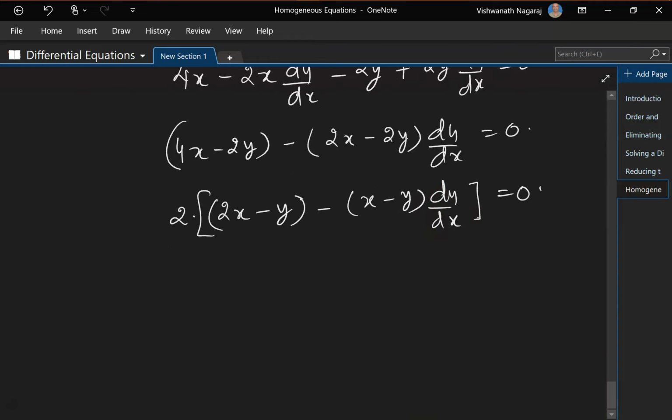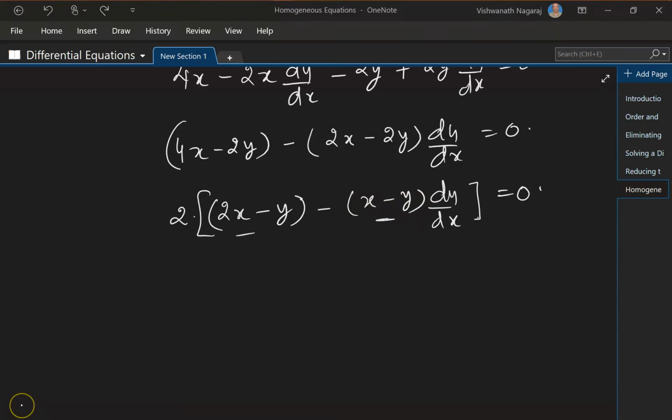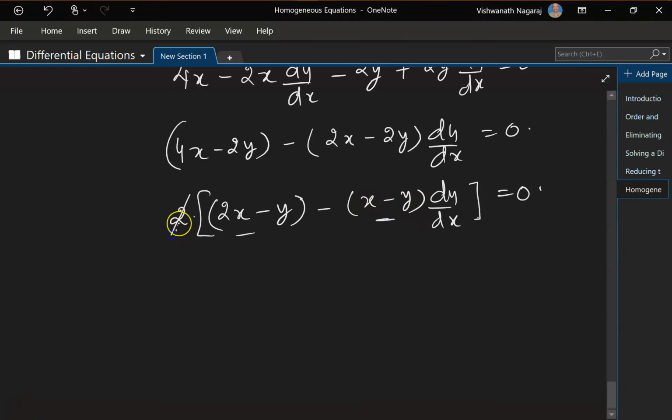Now we have reached this stage. The problem is this is supposed to be minus, this is supposed to be positive. Right? In the problem statement we have x minus y dy by dx minus 2x minus y. Now here 2, when we take it to the other side, becomes 0. Now the thing is, this should become minus, this should become plus. So it's just a question of multiplying this entire thing by minus 1. So it becomes x minus y dy by dx minus 2x minus y equal to 0.